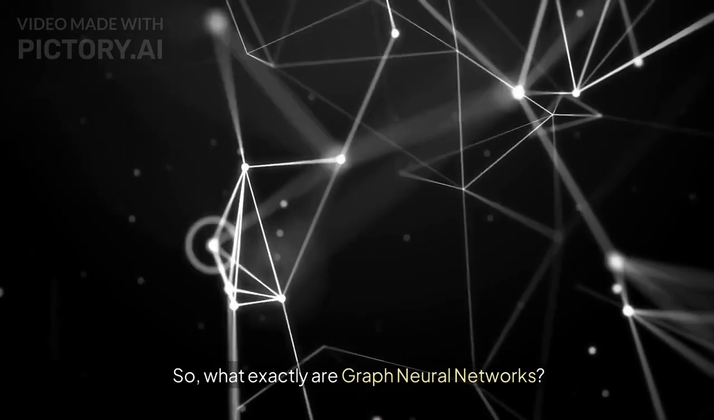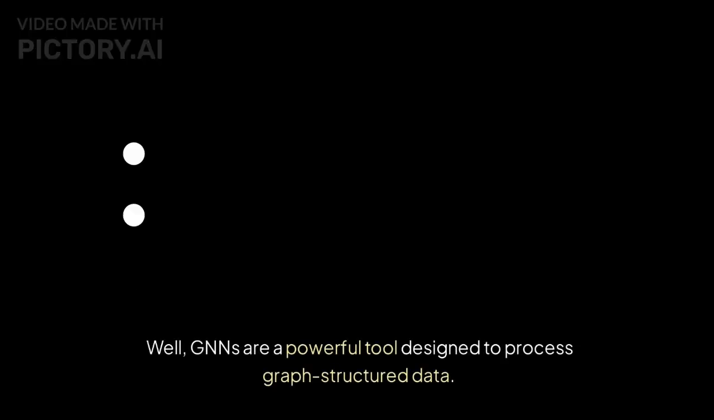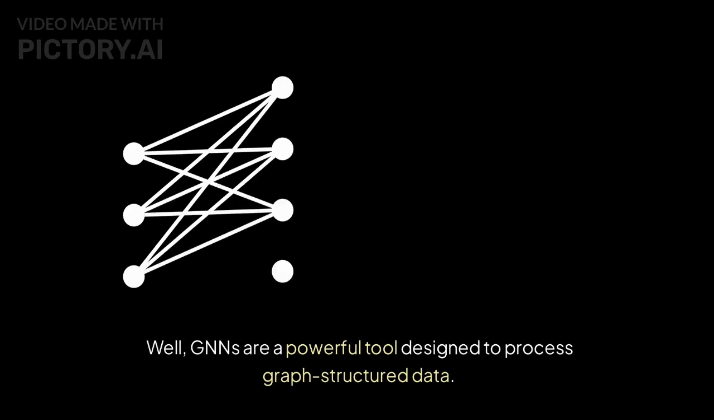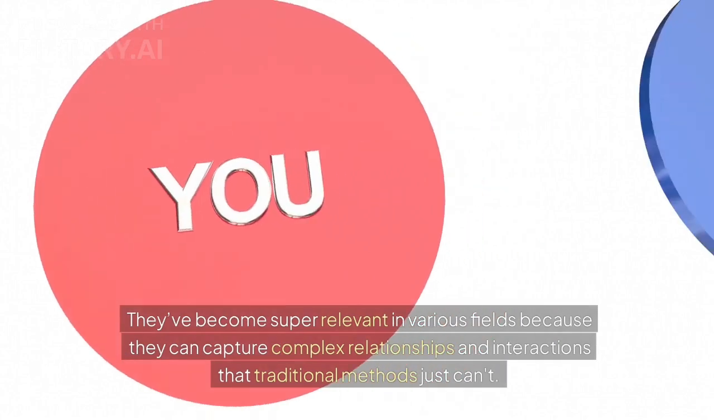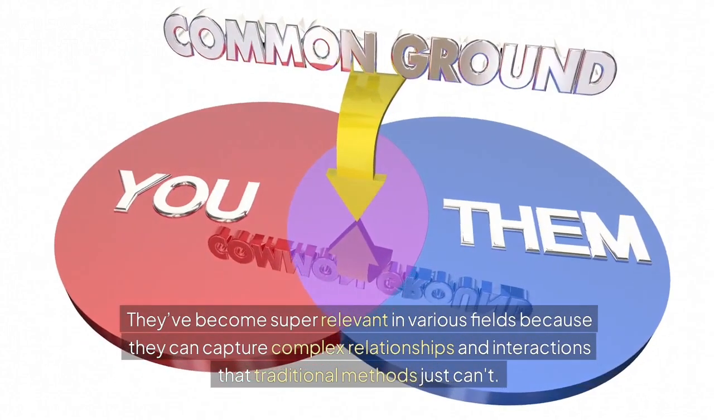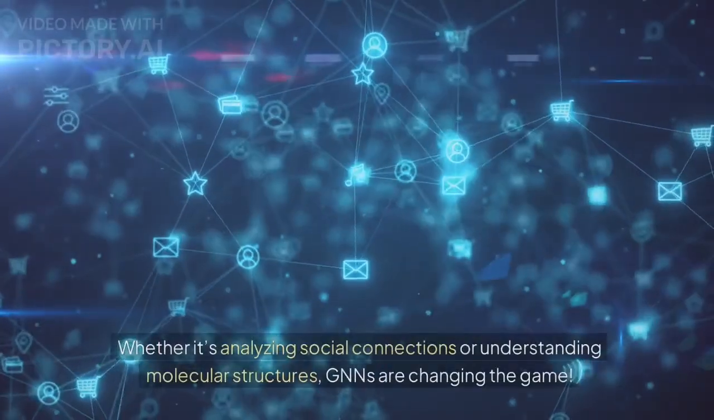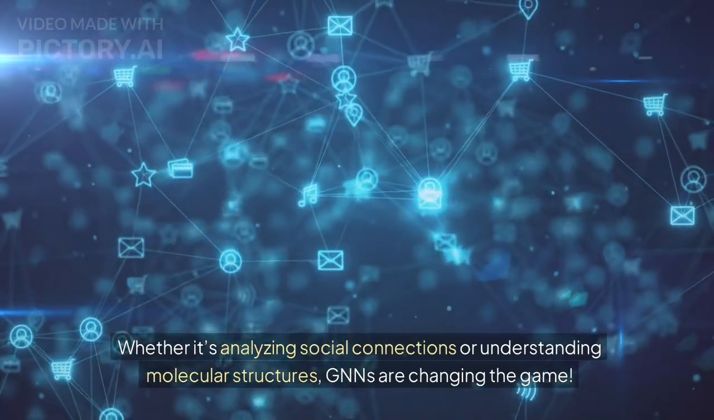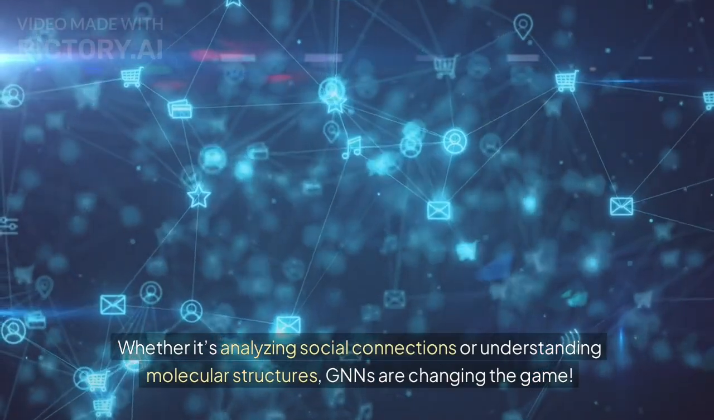So, what exactly are graph neural networks? Well, GNNs are a powerful tool designed to process graph-structured data. They've become super relevant in various fields because they can capture complex relationships and interactions that traditional methods just can't. Whether it's analyzing social connections or understanding molecular structures, GNNs are changing the game.